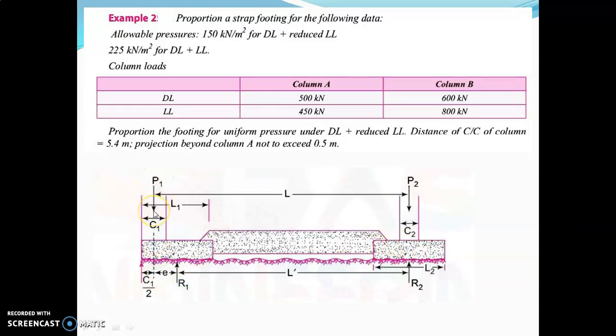This is column 1. The load acting is P1 and this is P2. The distance between P1 and P2 is capital L, and the distance from here to the end of the footing is L1. This is C1 divided by 2, because full is C1, this is full C2, so C1 divided by 2 is this portion, and eccentricity E is from here to here. Now this is R1, this is R2 and this is L dash.